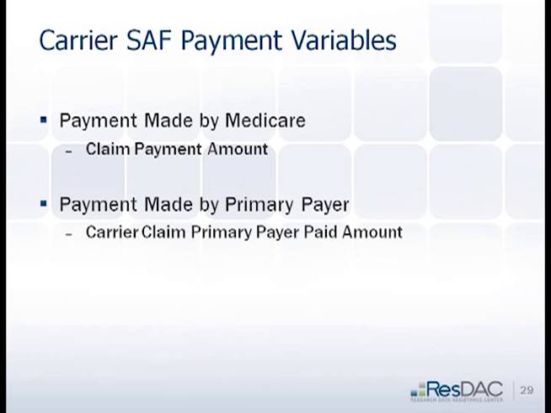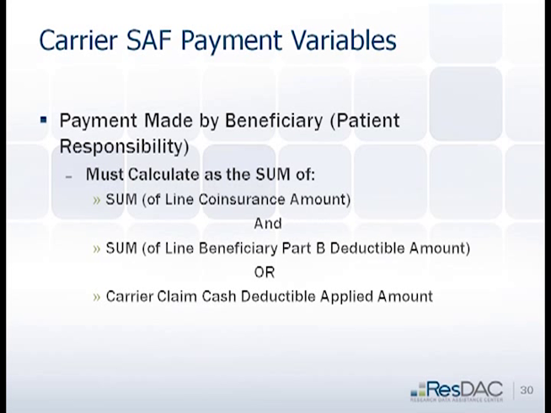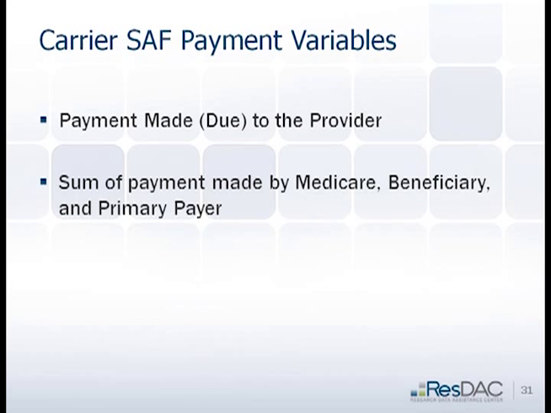Again, at the claim level, you'll find the claim payment amount and the primary payer amount. Then for the beneficiary, they don't really have it at the claim level, so you actually have to go to the line item if you really want the details broken down for the line coinsurance amount, and then sum it with the line beneficiary Part B deductible. There is a carrier claim cash deductible applied amount that you can use at the claim level if you want. And then again, if you want to look at the provider due, you'd have to sum up all those variables for Medicare beneficiary and primary payer.